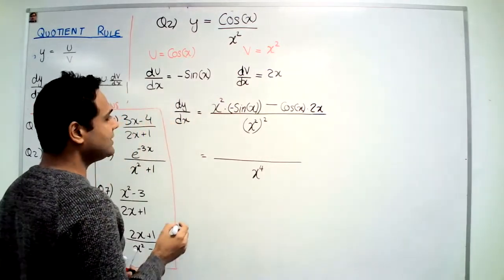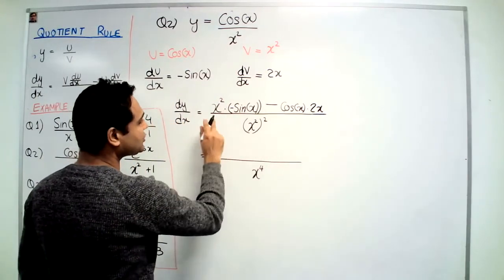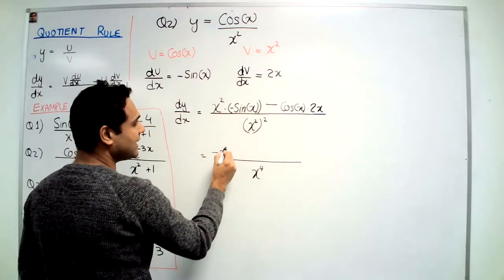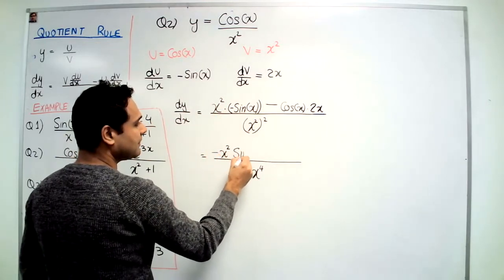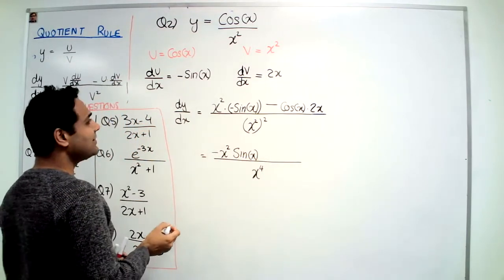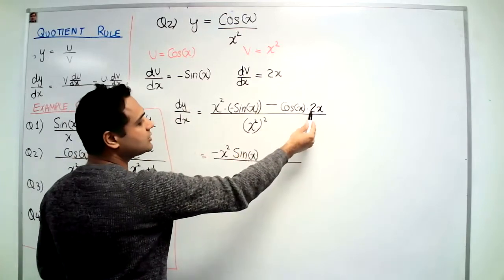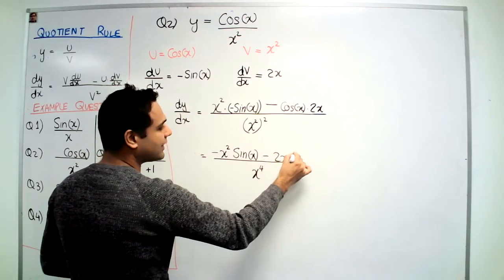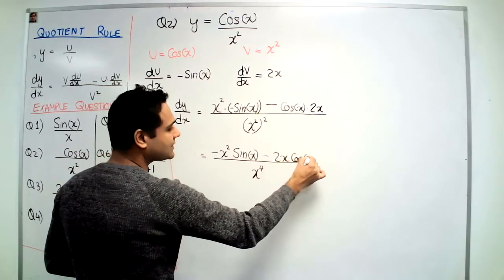Okay, now I need to simplify that one. This is x squared and minus sine x. They are multiplying, so that becomes minus x squared sine x. And then we have cos x times 2x. So minus, usually we write 2x here, 2x cos x.